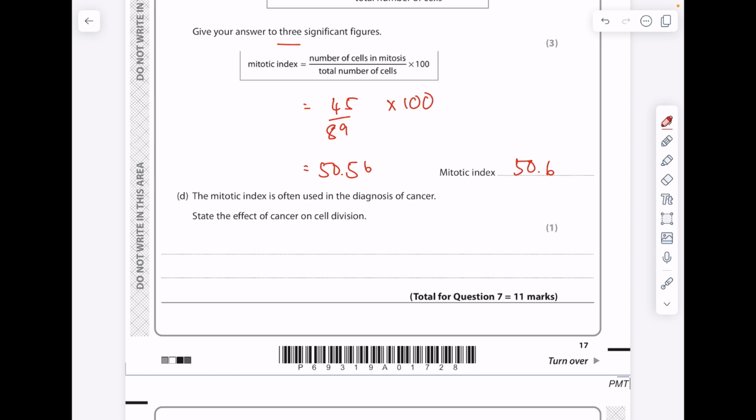The mitotic index is often used in the diagnosis of cancer. State the effect of cancer on cell division. Causes cell division to be uncontrolled.